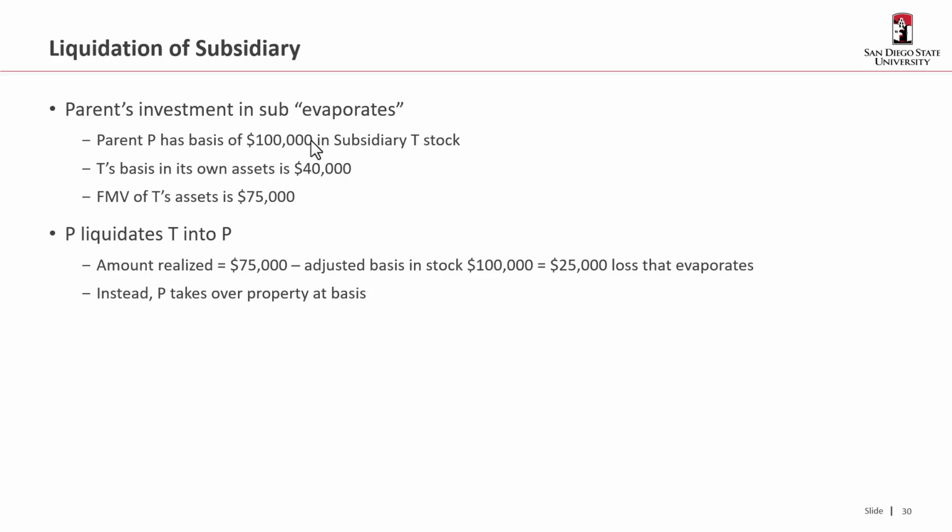The amount realized would be 75,000 less the adjusted basis in the stock of 100,000. So there would be a $25,000 loss outside of 337. However, that loss is gone. It simply evaporates because P's basis in the sub evaporates. And instead, P just takes over that property at basis. So T's basis in the assets was 40,000, and so now P just takes over those assets at 40,000. And no gain or loss is recognized by T or by P.